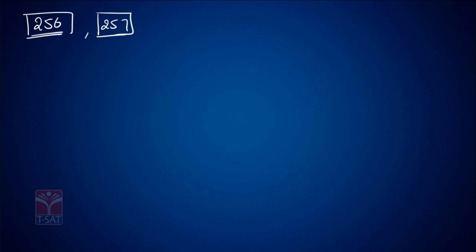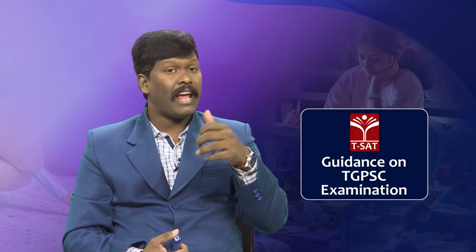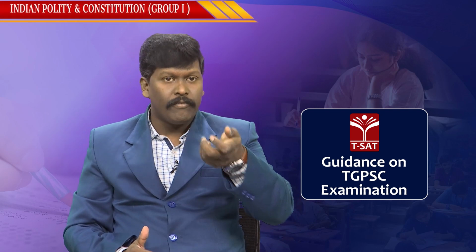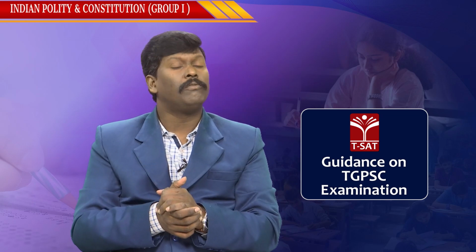Article 257 says the center can anytime ask the states to protect and look after its infrastructure. What is the infrastructure? Railways, roadways, waterways, army, cantonment, boats, etc. The center can anytime ask the state to protect and look after the infrastructure of the center. This is your Article 257.